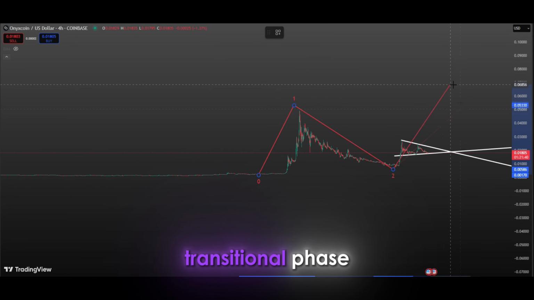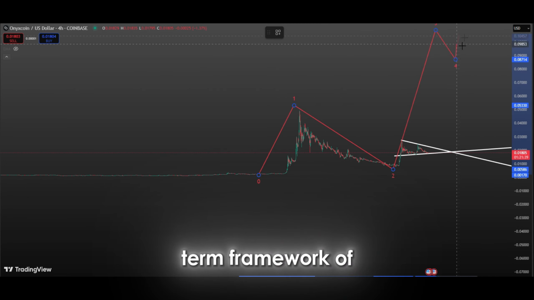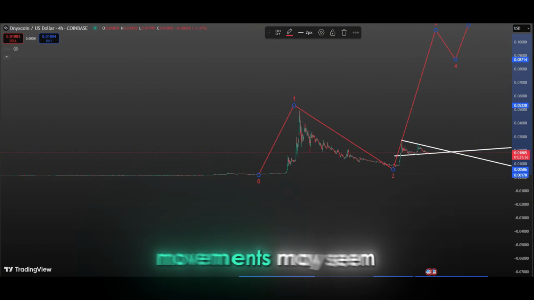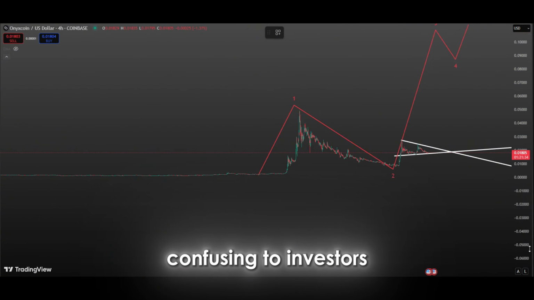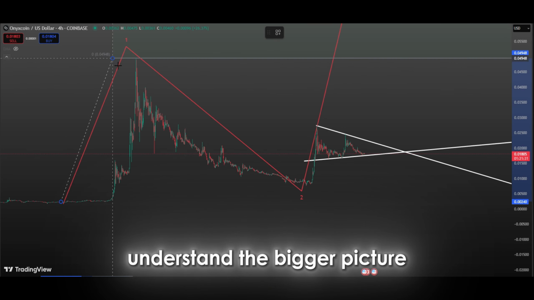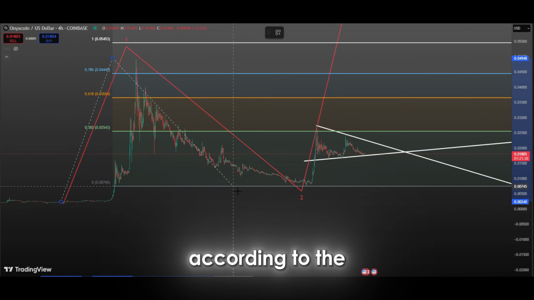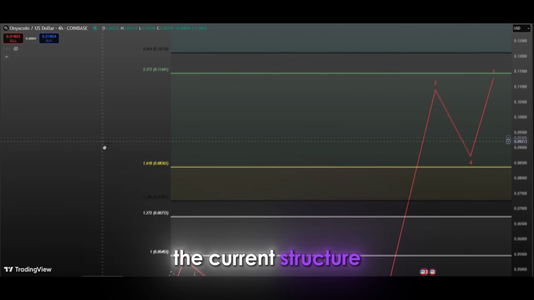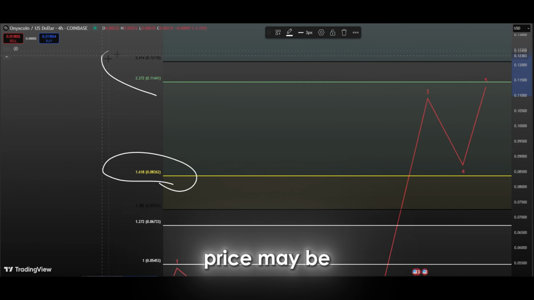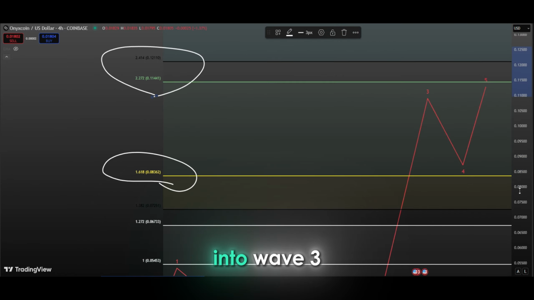When viewed from a broader time frame, the chart clearly shows that the price is in a critical and strategic transitional phase within the long-term framework of the Elliott wave theory. Although the recent structural correction movements may seem confusing to investors, they hold significant upside potential for those who understand the bigger picture and remain patient. According to the Elliott wave system, the current structure appears to indicate that wave 2 is nearing completion and that the price may be signaling a transition into wave 3.